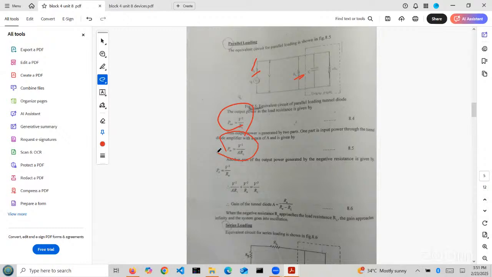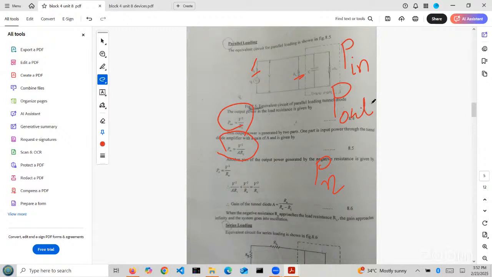After getting input and output power, there is the power across the negative resistance region. It is represented with P N. In total we have 3: P N is the power across the negative resistance region, one more is P in, the power across the input, and another is the power across the output. Total 3 powers are there.